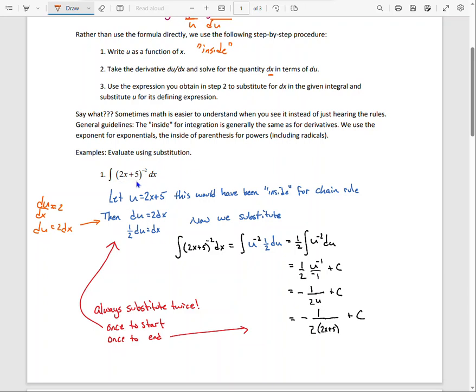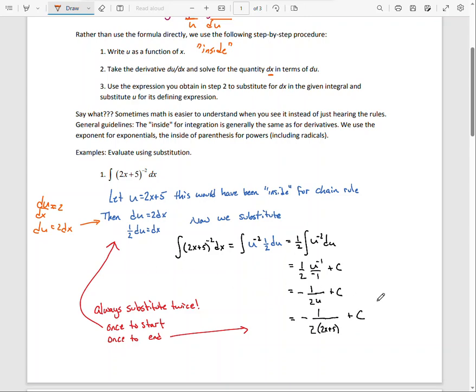But this problem didn't start with u's, it started with x's. So we always substitute twice, once to start the problem and again to finish it. So in place of u, I reverse my substitution. I'll have negative 1 over 2 times (2x plus 5), plus c.